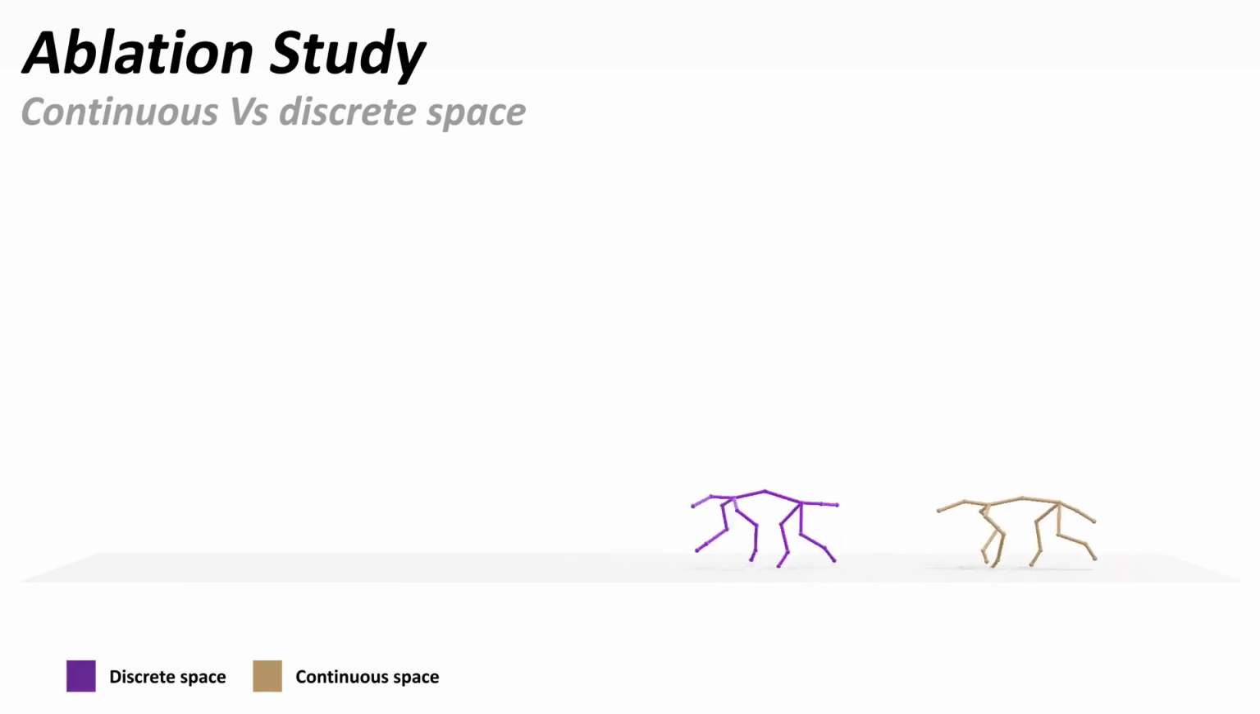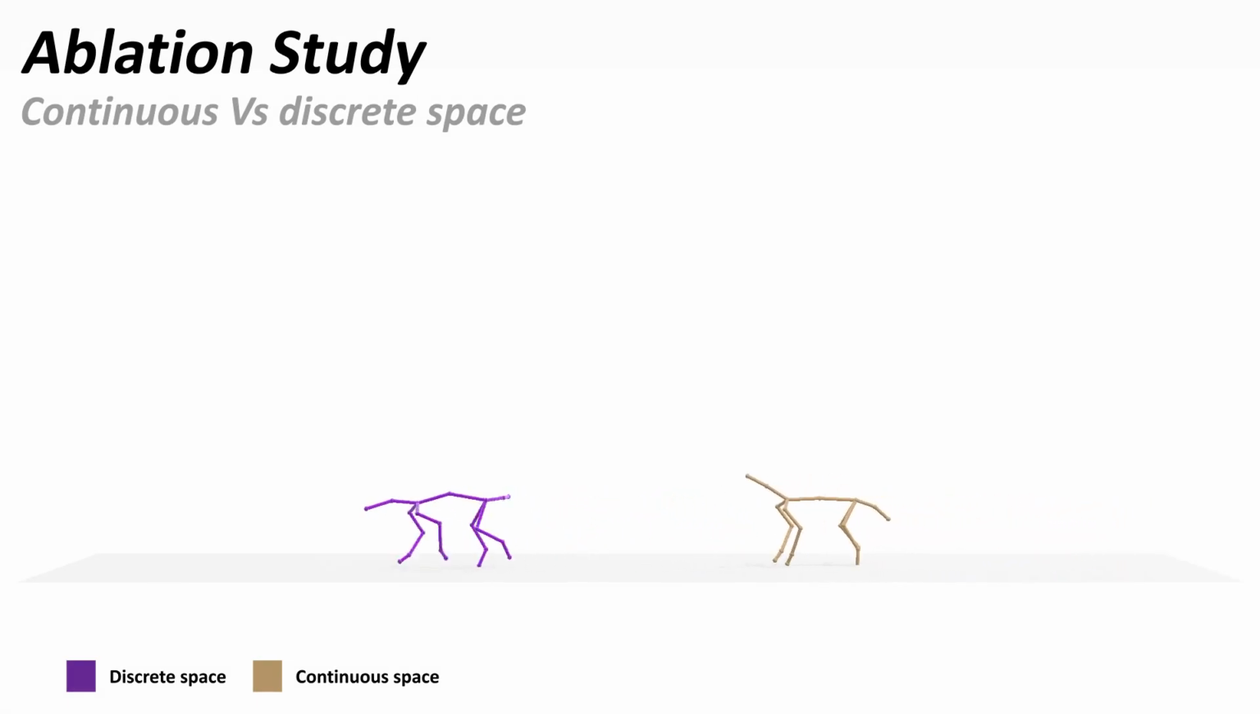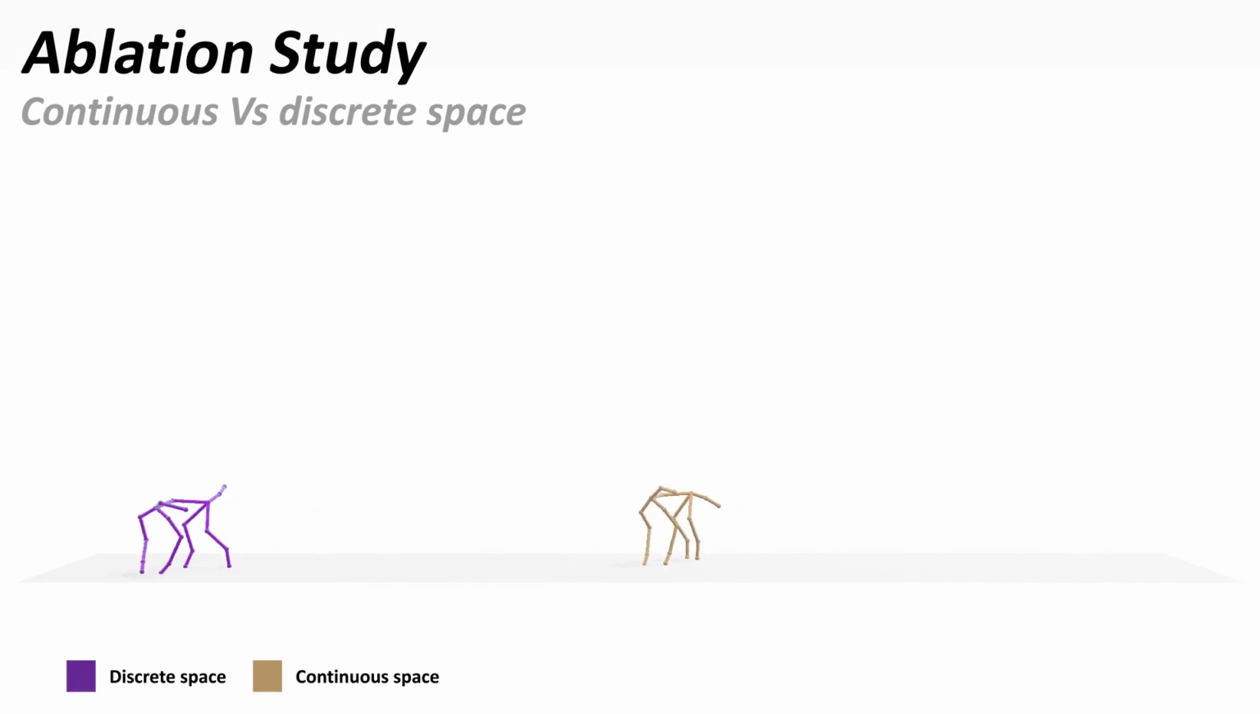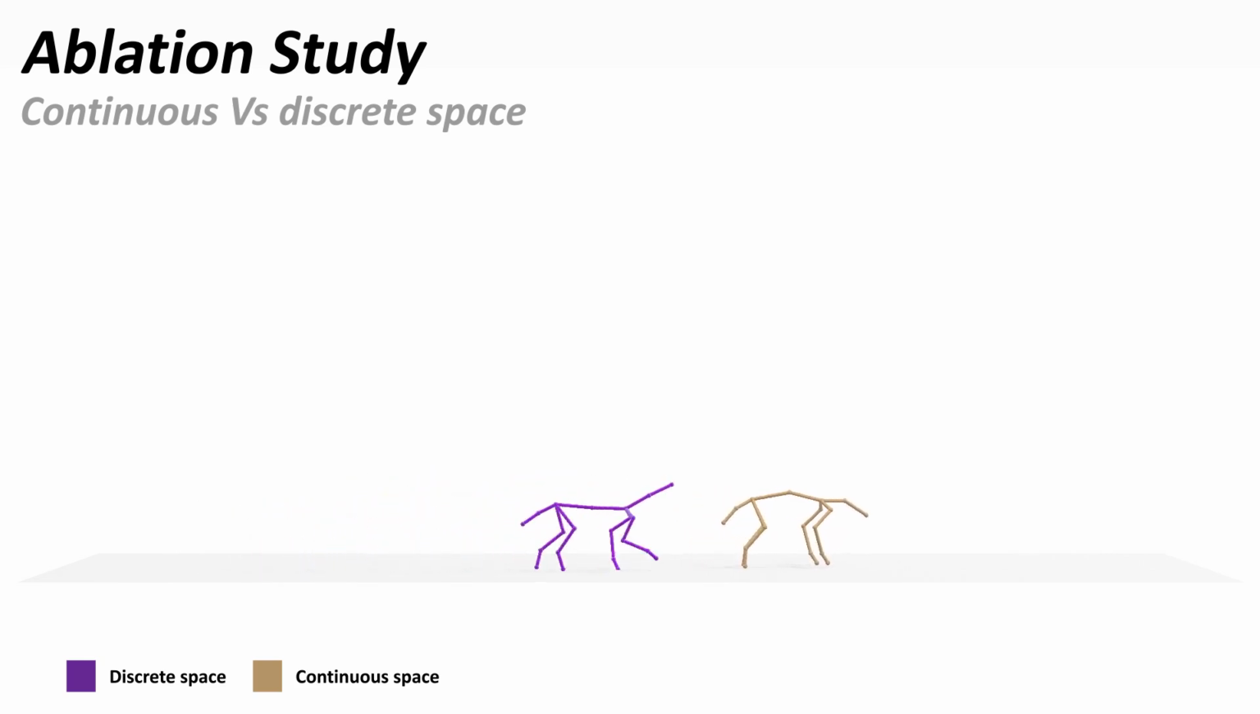Finally, we compare continuous versus discrete latent representations. Continuous representations often produce overly smoothed motions that may lie outside the feasible motion manifold, whereas discrete representations generate more natural and physically plausible motions.